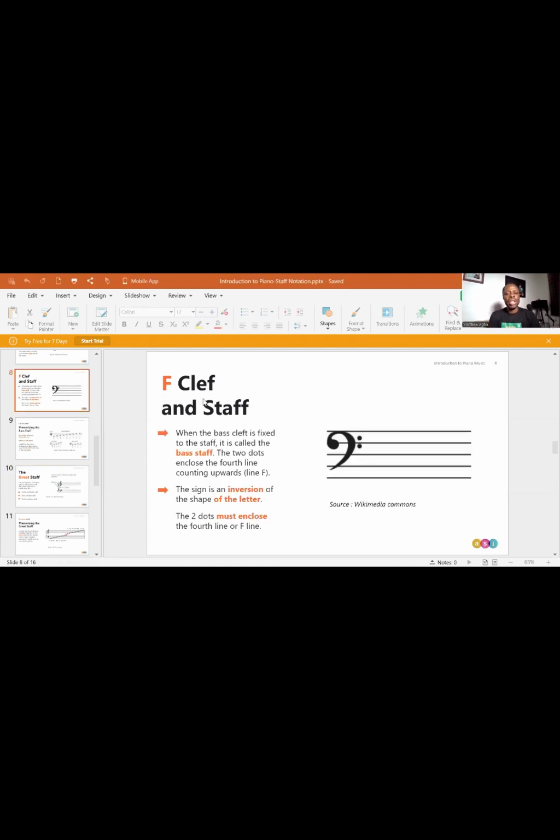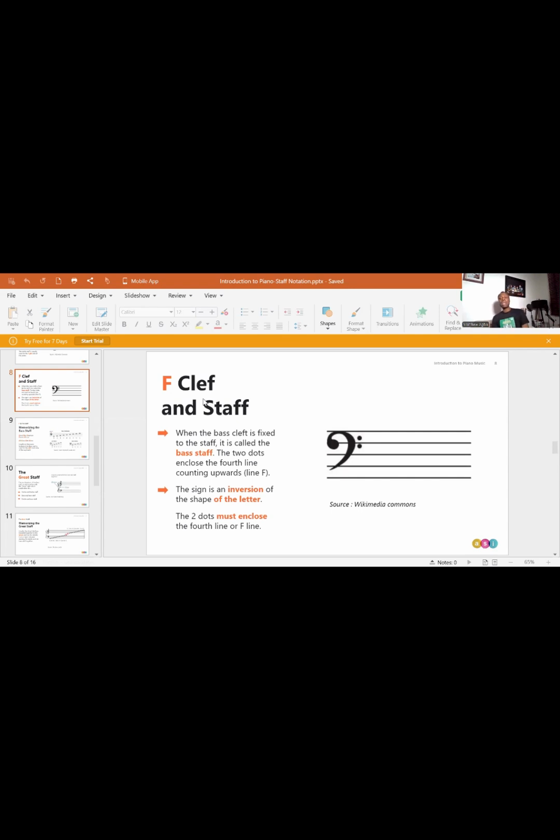Okay, in today's class, we'll be talking about the F clef and staff, which happens to be the continuation of our previous class. The F clef is otherwise known as the bass clef. And take note, when the clef is fixed on the staff, it is called the F staff or the bass staff, as the case may be.